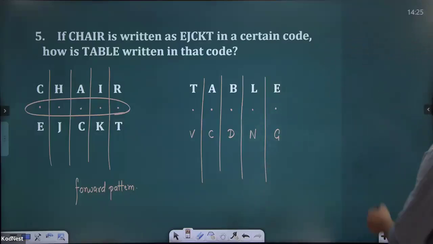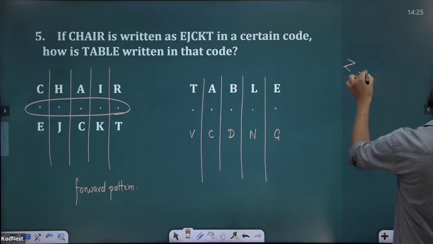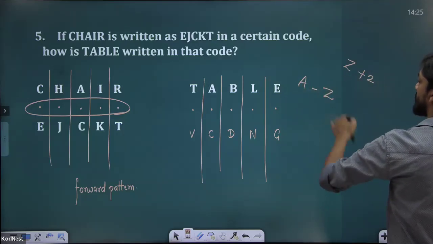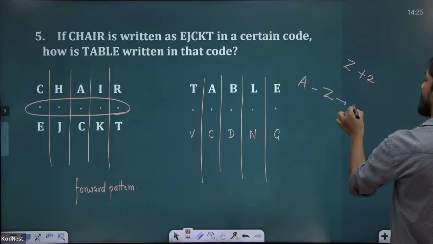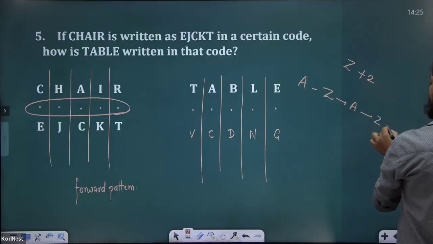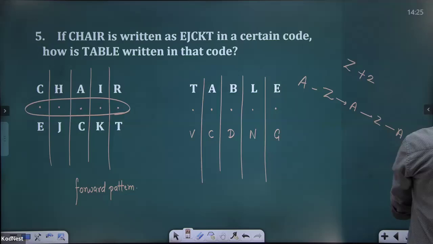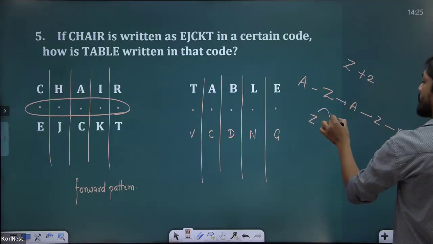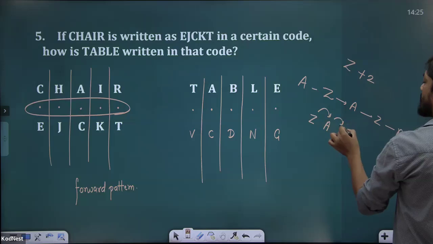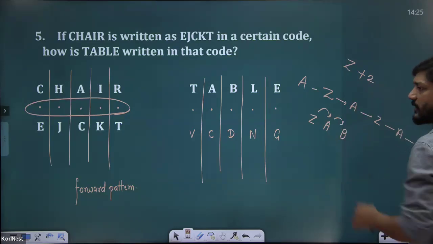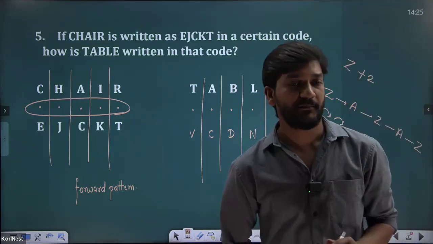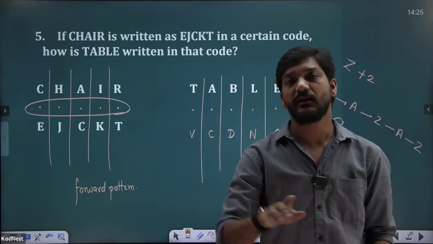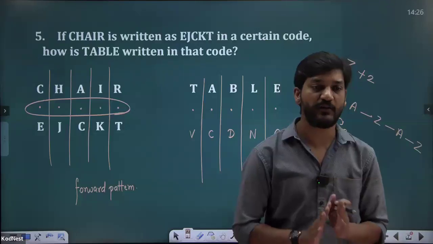Z plus 2. My dear, the series is never A to Z. It is A to Z, again A to Z, again A to Z. Like this, it never ends. So if you're saying Z plus 2, that means Z plus 1 will be A, and again plus 1 will be B. So Z plus 2 is B. It is a never-ending series. Think like ABCD letters in a circle. So they will never end.